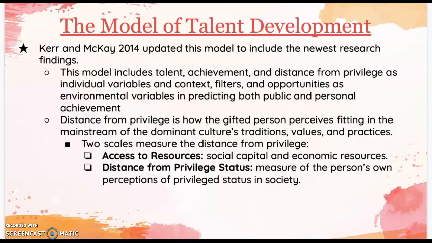So there are two scales that measure the distance from privilege. The first is access to resources. This is social capital and economic resources. So an economic resource is having money through funds from family or being able to get different scholarships. Social capital is having the social connections that encourage and support persistence in college. Then there is distance from privileged status. This is the measure of the person's own perceptions of privileged status within society.